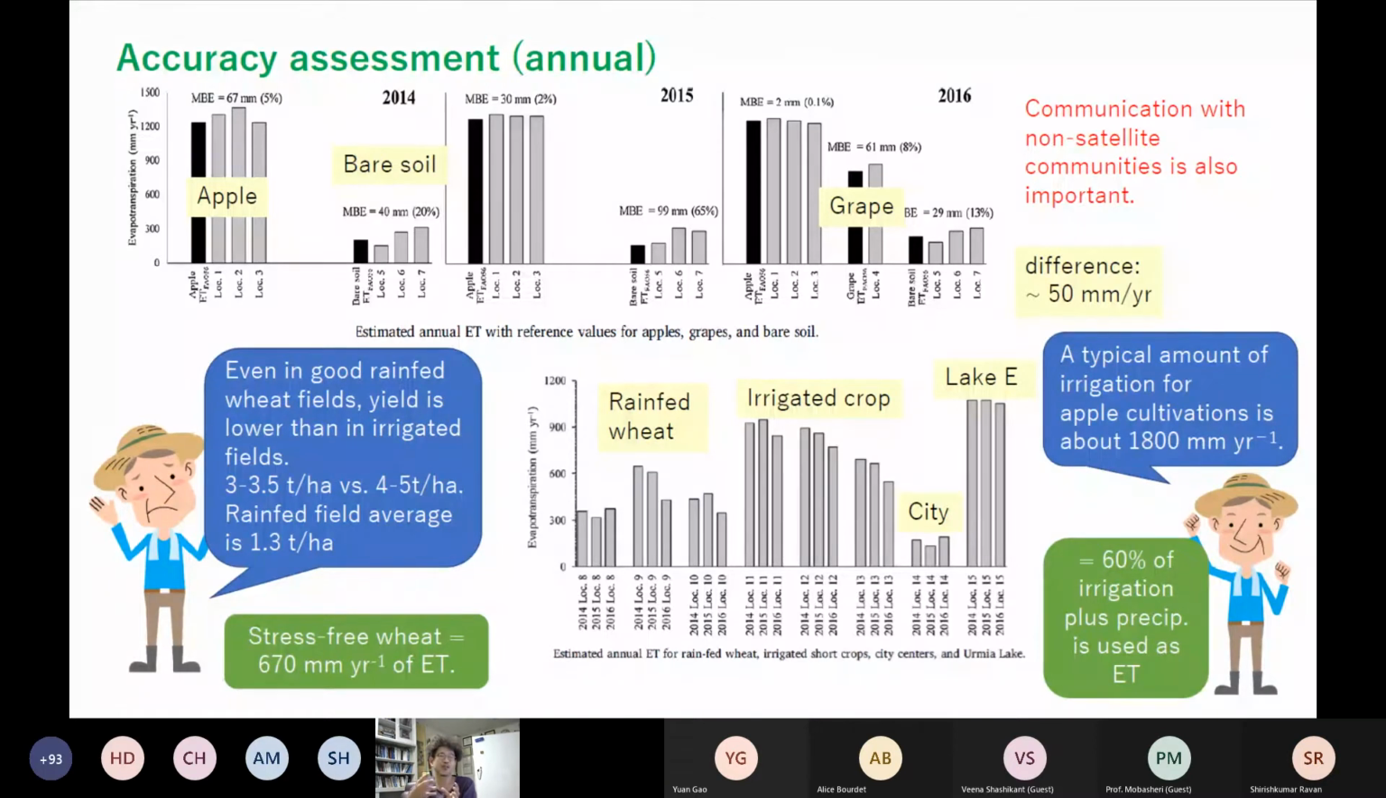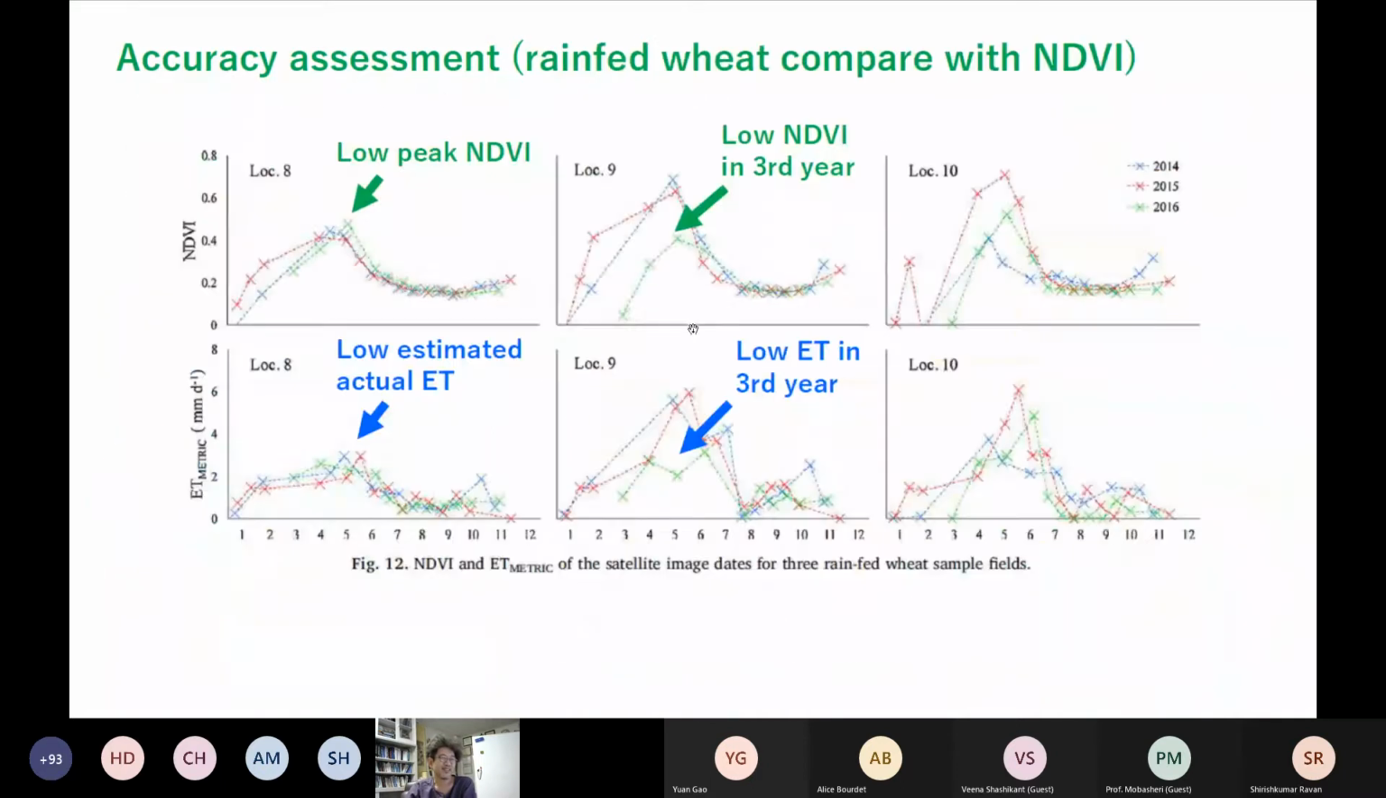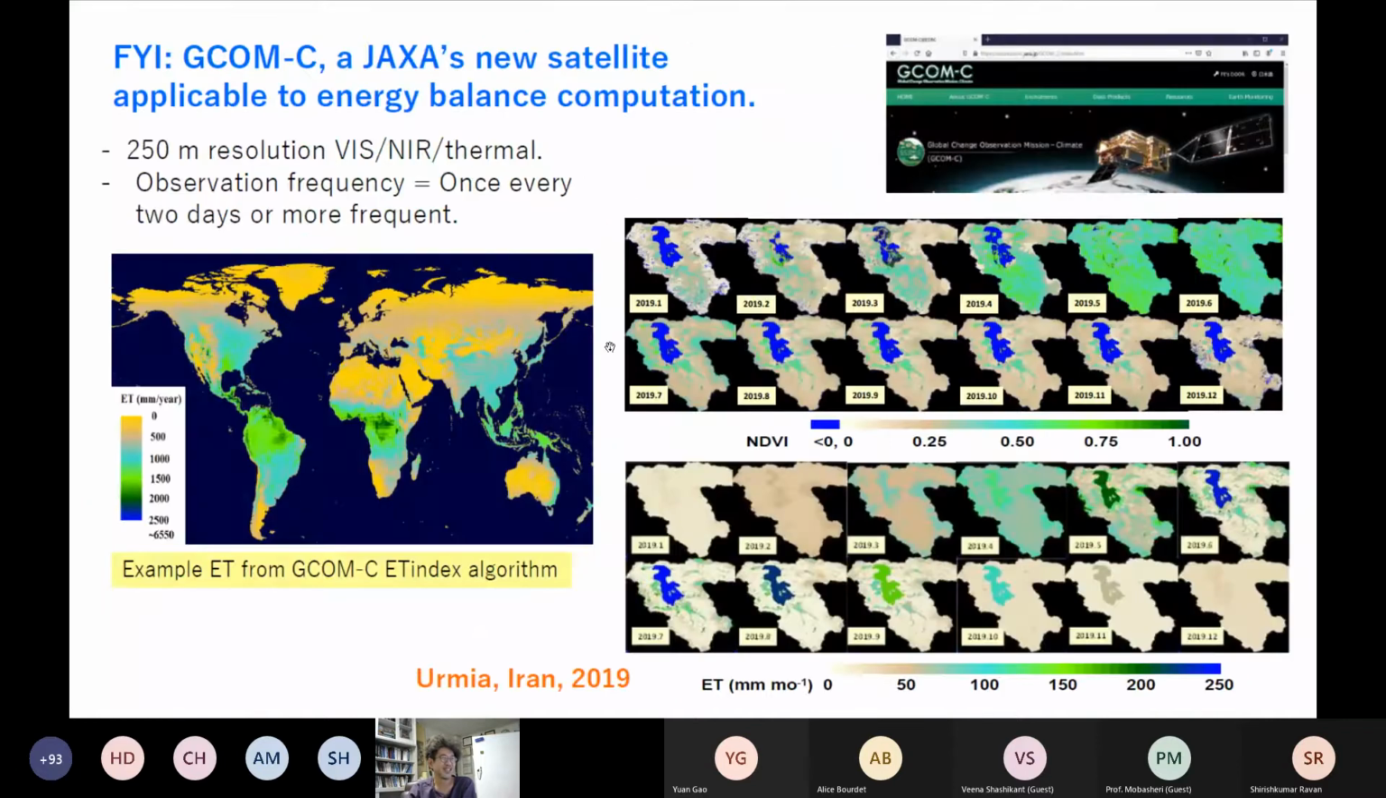So with this kind of information, I think it connects the satellite information and traditional agriculture engineers. So I think this type of additional information is important. Next, please. And next, please. I want to skip this. Okay, this is the last one.